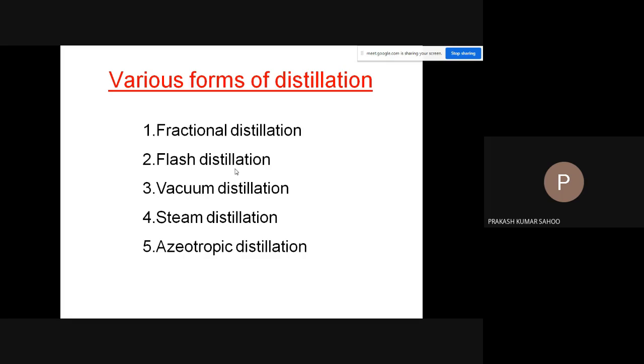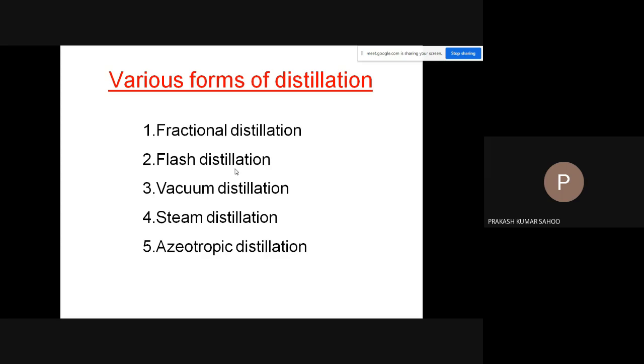Then vacuum distillation. This process happens under reduced pressure. It is used to separate high boiling mixtures or liquids that decompose below their normal boiling point, and low pressure reduces the boiling point. So when pressure is reduced, the boiling point is reduced. When the boiling point reduces, the volatile character increases. When the volatile character increases, the separation becomes easier.